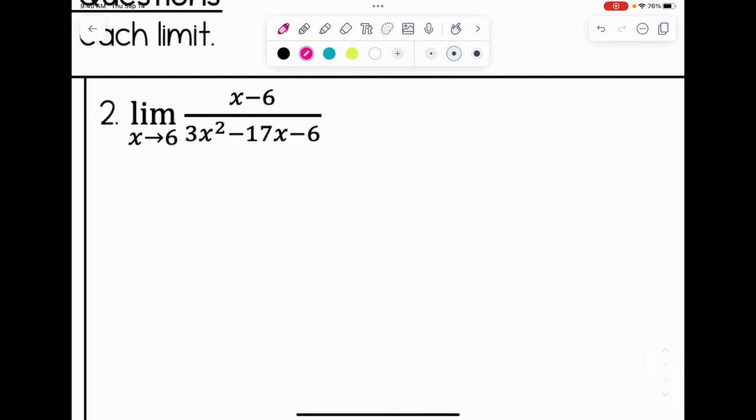Number 2, the limit as x approaches 6 of x minus 6 over 3x squared minus 17x minus 6. All right, so we are going to substitute first. And when we do this here, we are going to get 0 over 0, which is indeterminate. All right, after that, we are going to think about, well, how can I factor here? So in the previous problem, we were able to factor the numerator. In this one, we can factor the denominator.